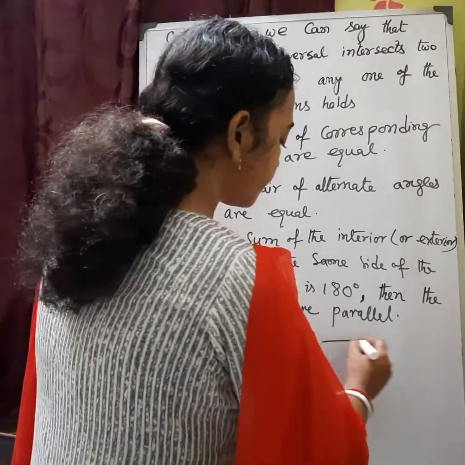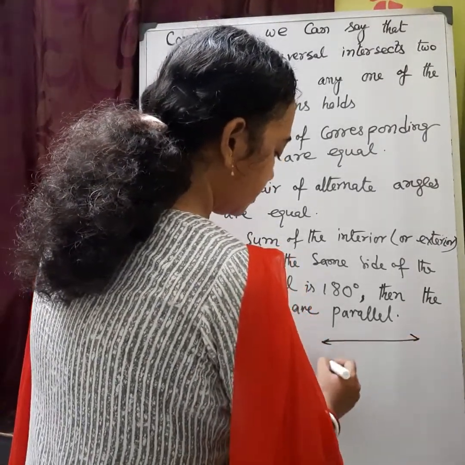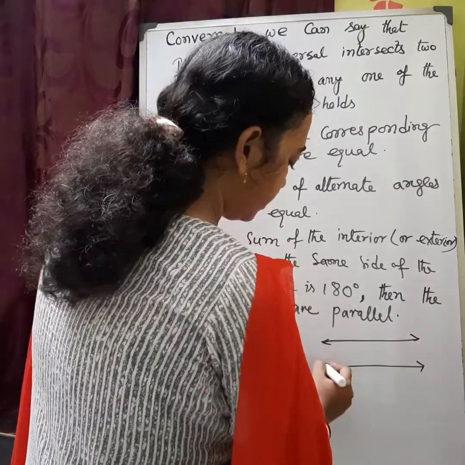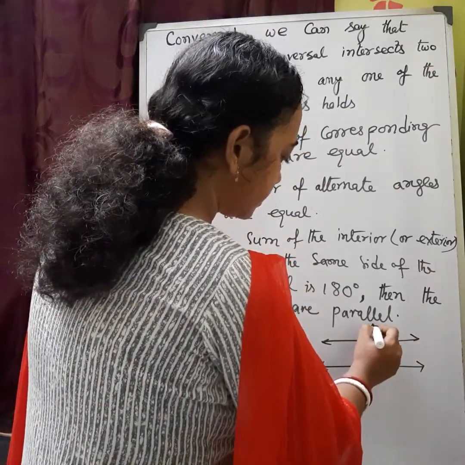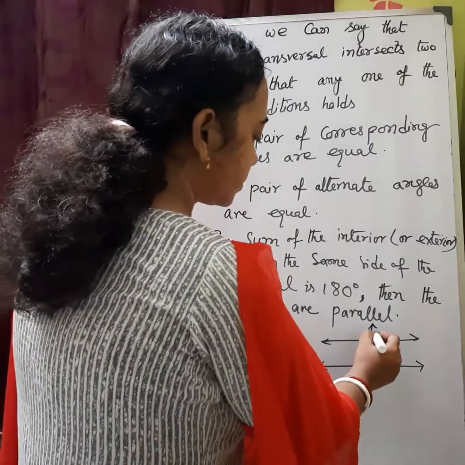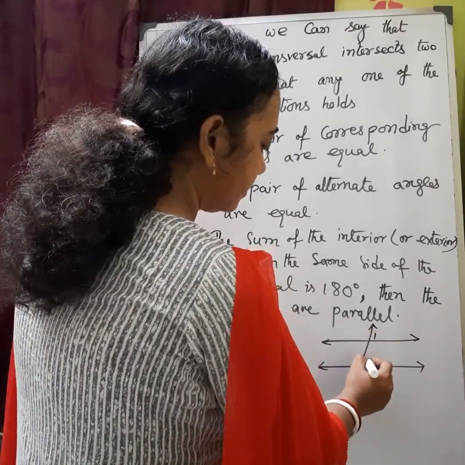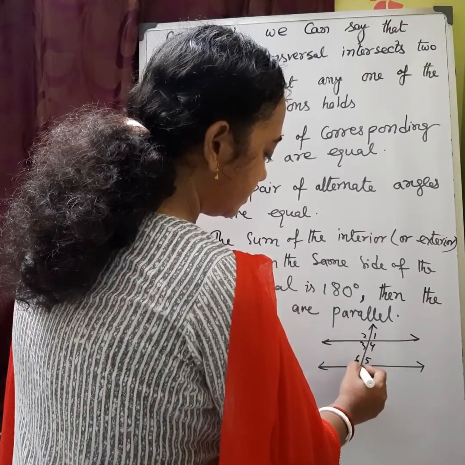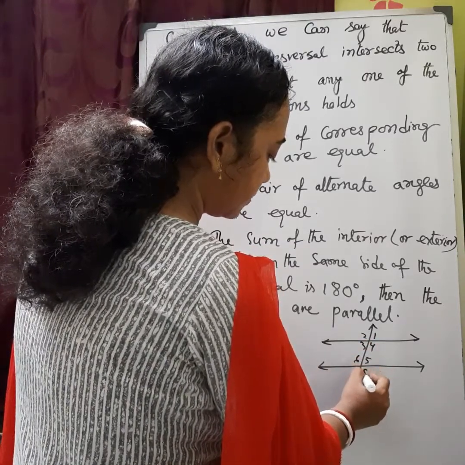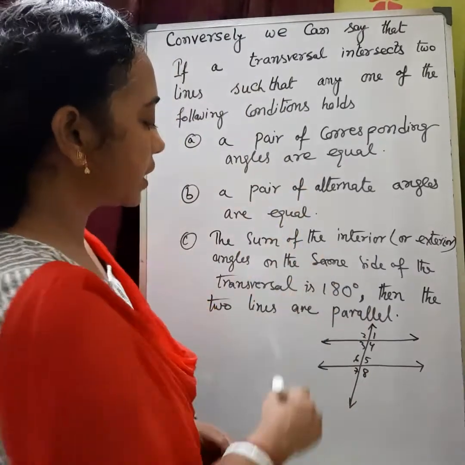So that means, suppose two lines are given and any of the conditions is satisfied here. Suppose this is angle 1 and this is angle 2, 3, 4, 5, 6, 7, 8. So suppose any one of the conditions is given.